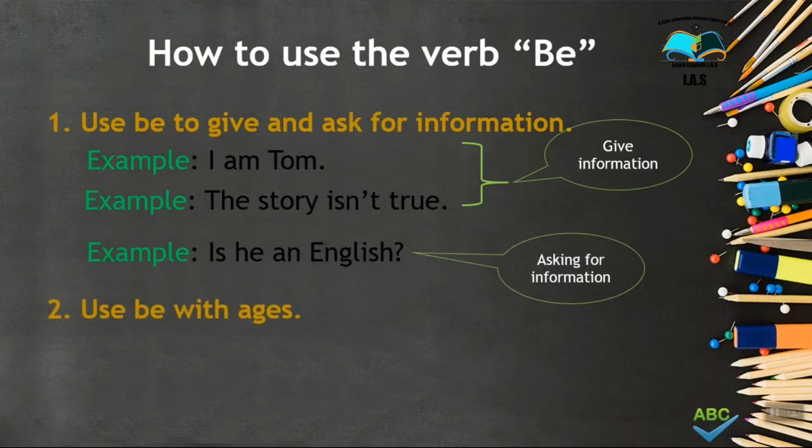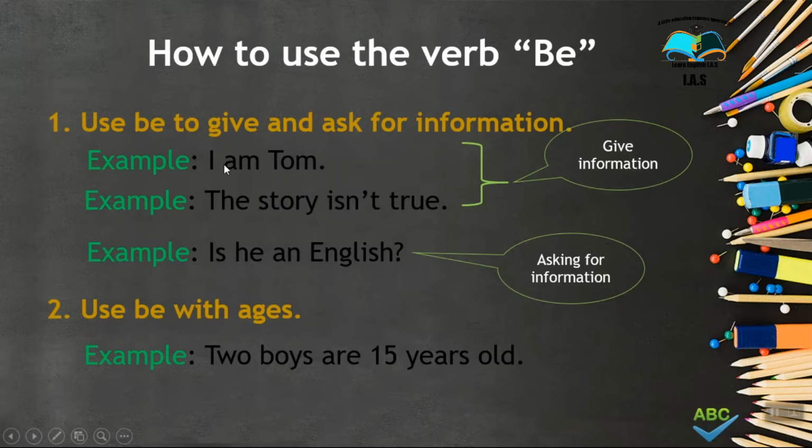We use to be with ages. For example, the two boys are 15 years old. In this sentence, I am just giving the age of the boys. See, 15 years old is the age. So that's why I'm using the to be verb here with the age, 15 years old.